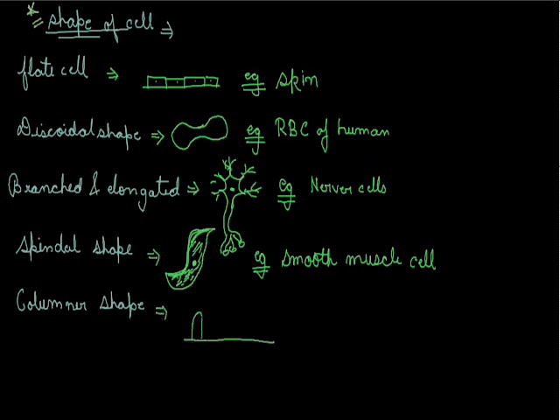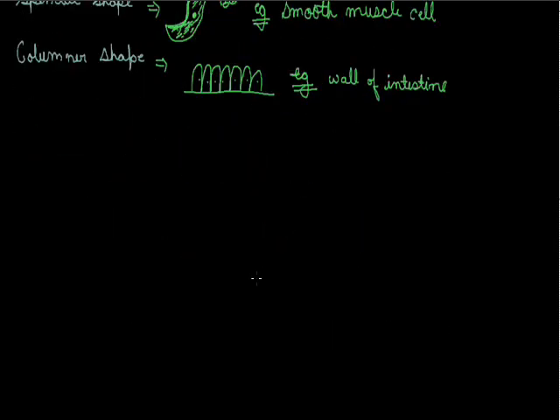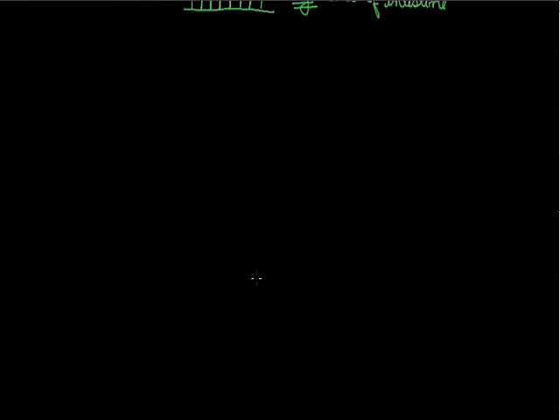Then columnar shape. These cells look like pillars standing on a flat surface, and they are found in the wall of the intestine. Okay, according to shape, cells are divided into these types. Next, we will discuss the size of cells.